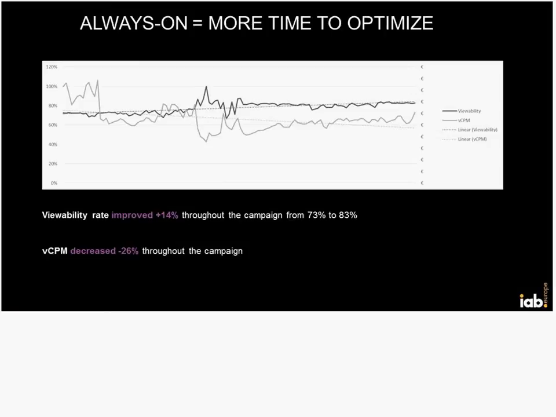Like Kevin mentioned, this wasn't always an on campaign for Maybelline. And this gave us more time to optimize. So what you see in this slide is a graph that shows you that the overall viewability of the campaign improved significantly. Also, the viewable CPM, which was one of the KPIs for step 2 and step 5, did well over time.